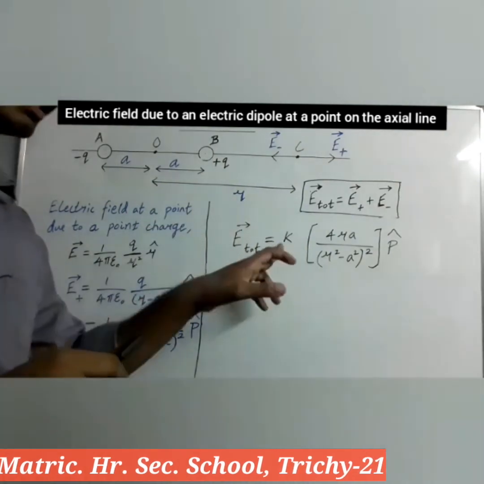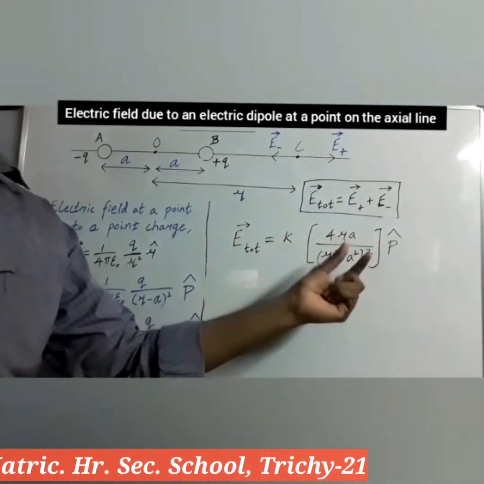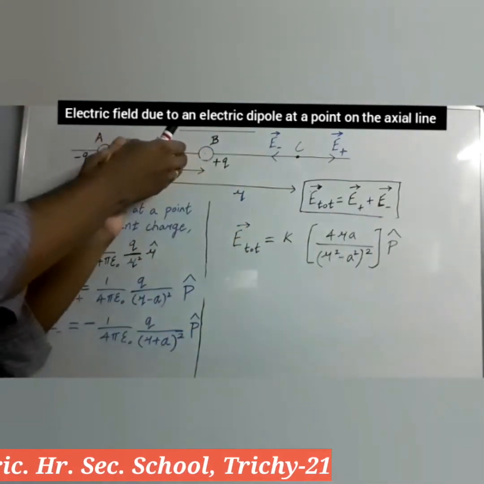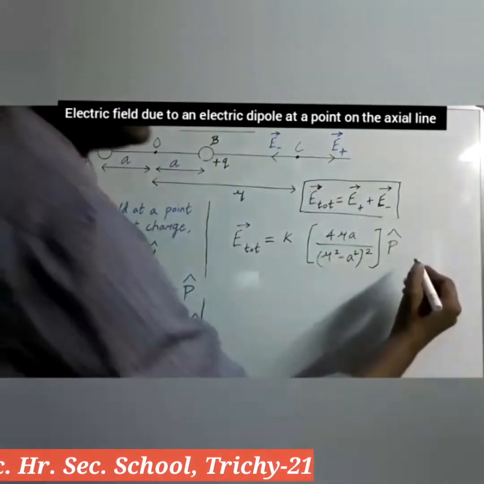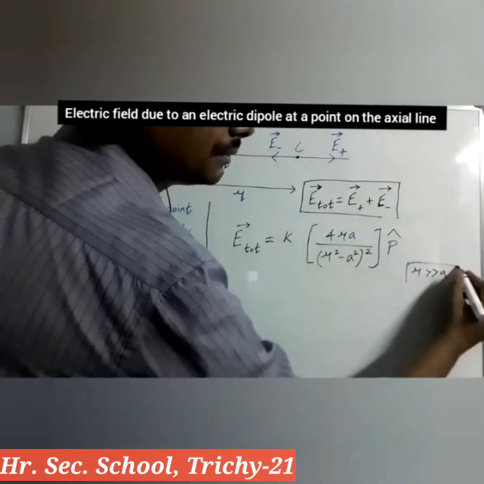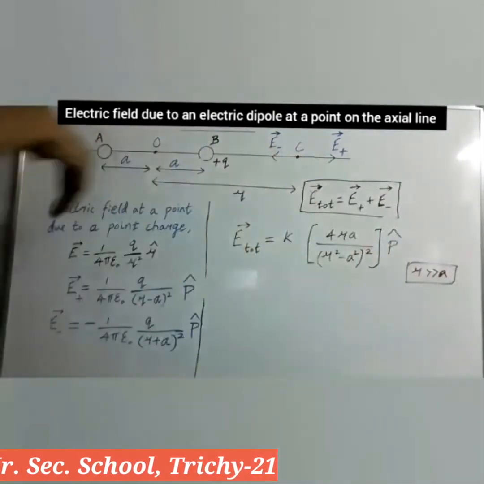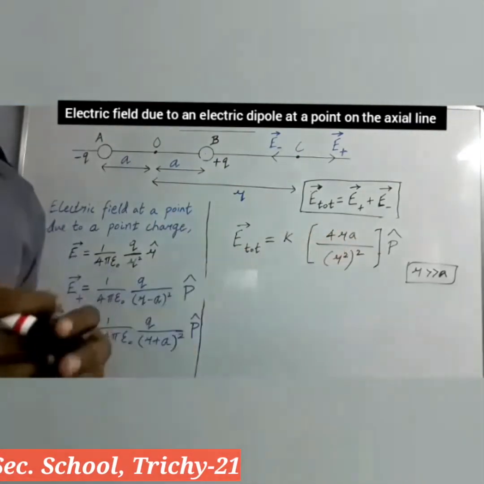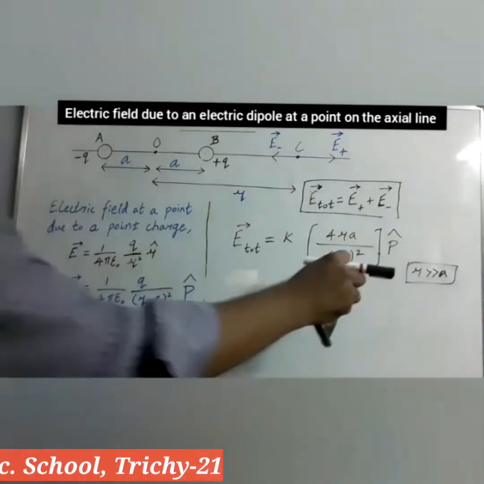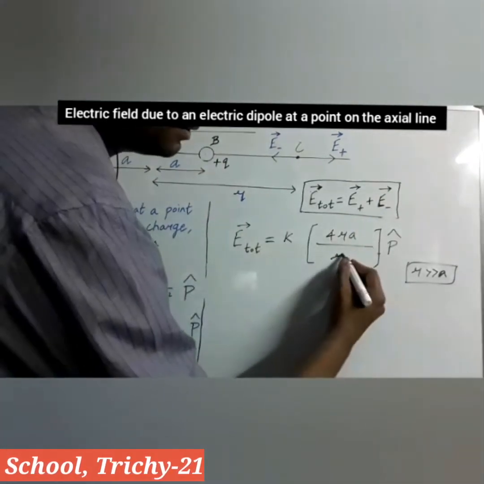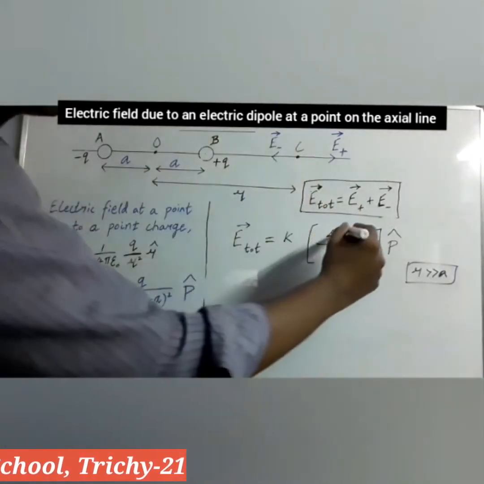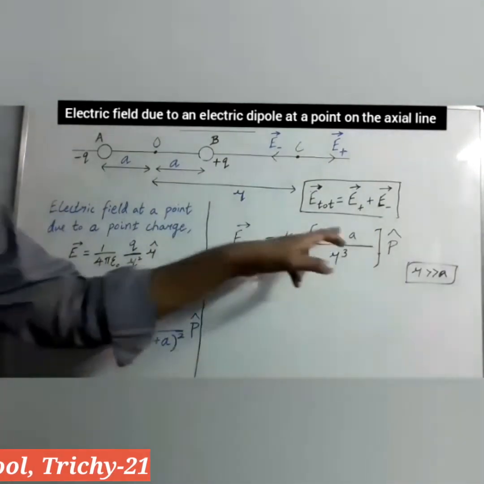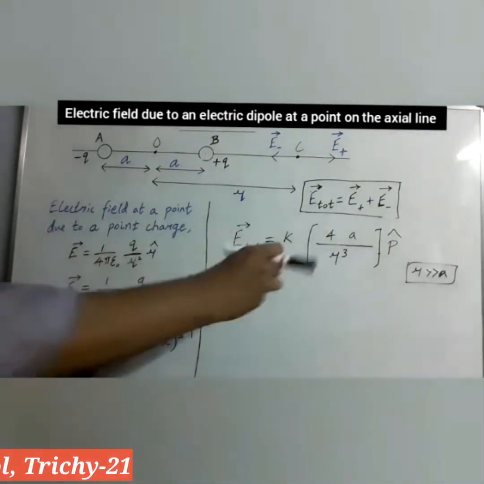Total electric field is equal to k into 4ra divided by (r square minus a square) the whole square into p cap. Here you can compare the length r with the length a. So r is very much greater than a, so a can be neglected from this expression. So in the denominator, r square power 2 can be written as r power 4. Already we have r there, so that can be cancelled. So we can get the new form, 4a by r cube.